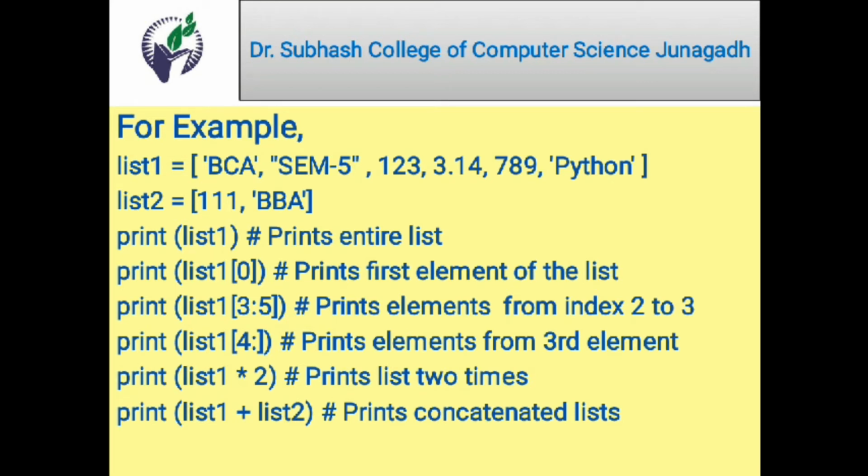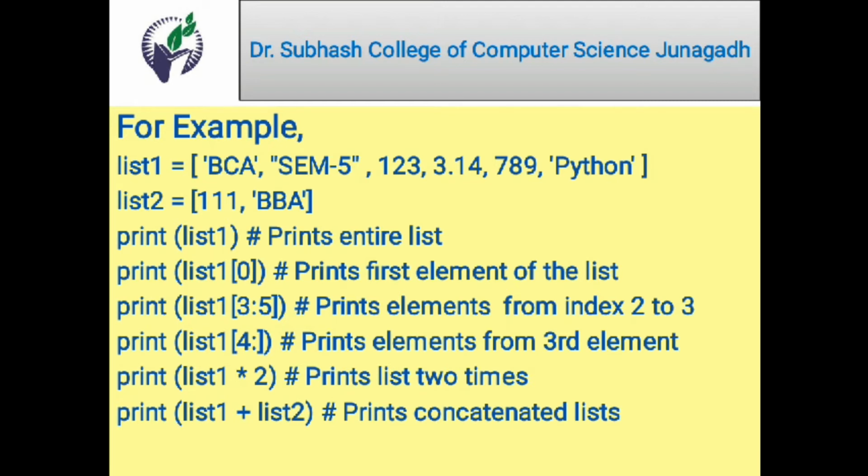Here you can see BCA, that is a string, then comma, SEM5, then comma, 123, then real 3.14, then 789, then Python. You can see here I have used a single quote, and here we have used a double quote. Another list I have created, list2, contains only two values, one the number 111, another the string BBA.